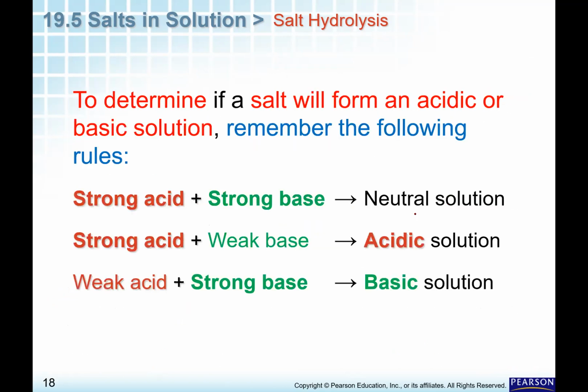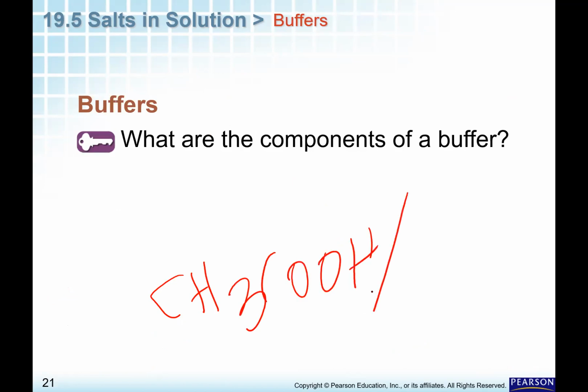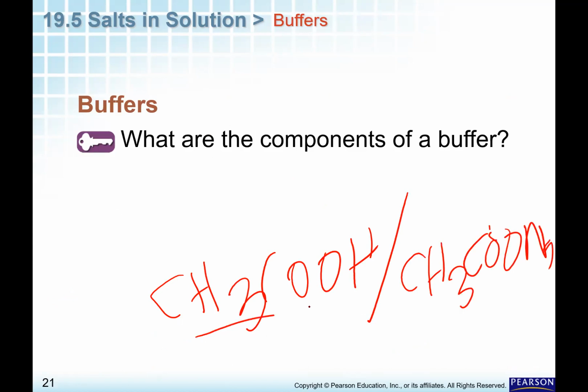طيب بظل الموضوع الثاني المهم اللي هو موضوع البفرز. شو يعني buffers؟ buffers هم عبارة عن solutions that is made from a weak acid and one of its salts. شو يعني acid and one of its salts؟ يعني مثلا ethanoic acid مع صوديوم ethanoate. هذا الصوديوم ethanoate هو عبارة عن one of the salts of this acid. صح ولا لا؟ or يكون عندك مثلا ammonia as a weak base مع ammonium chloride.